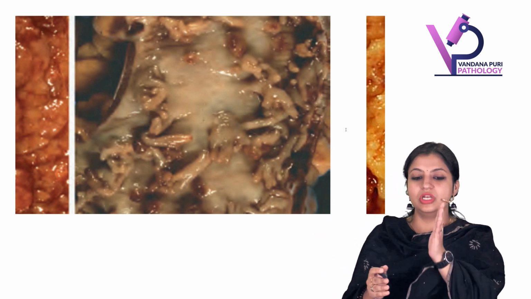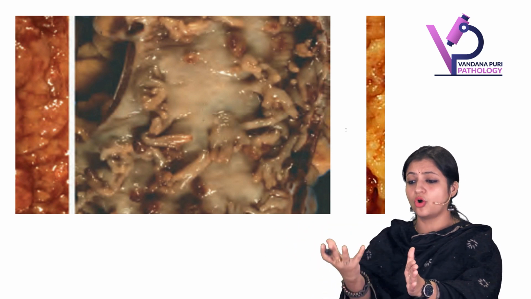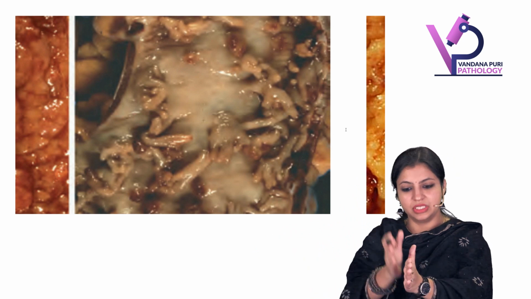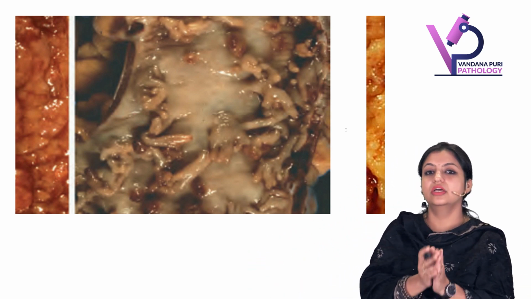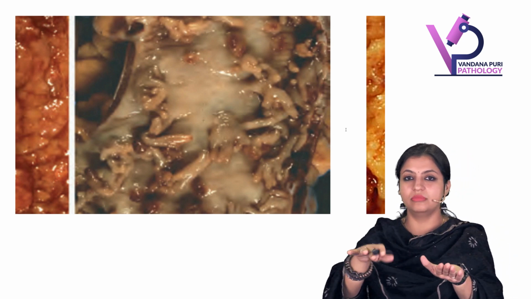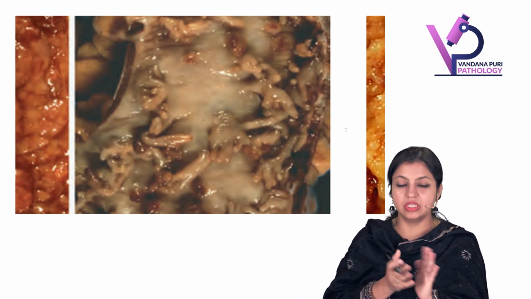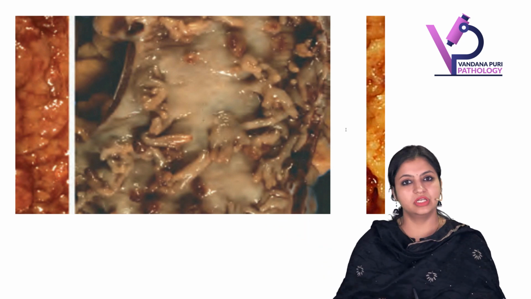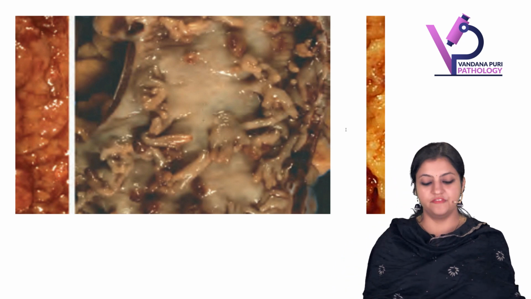But here, only one part is involved, and the involved part will be red, granular, with broad ulcers, regenerating mucosa, bridging. But this part is separate and this part is separate. You understand that? So remember always, skip lesions means normal, ulcer, normal, ulcer, normal, ulcer. Whereas ulcerative colitis is normal and then different. Is everybody clear with this? That point has to be very clear to you.